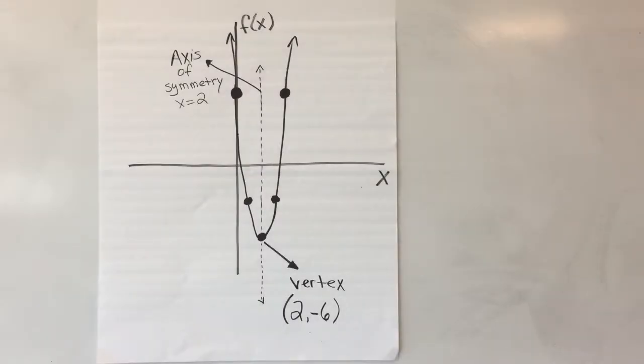If we look at the graph of the first example, you can see that the vertex is at the bottom of this parabola and its coordinate is 2, negative 6. And then you can also see the dotted line through the middle of the parabola is your axis of symmetry. The equation for that line is x equals 2.